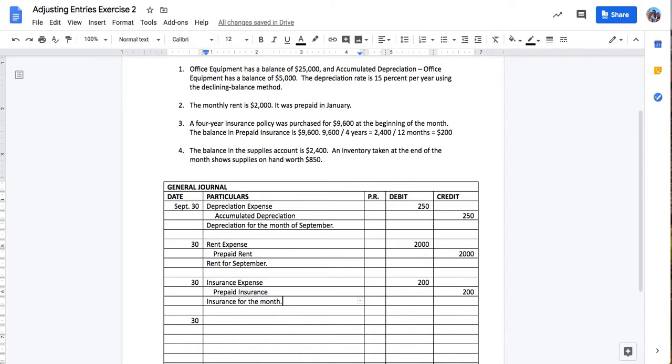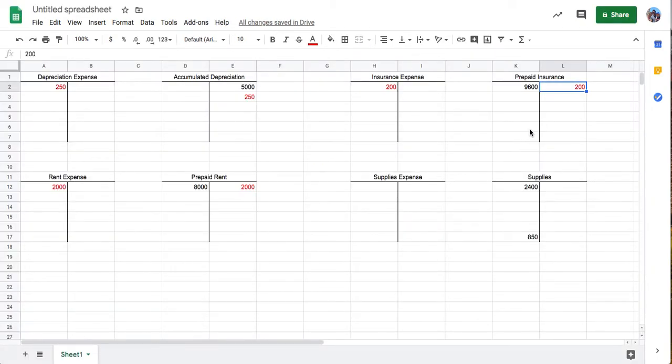Okay, so now we know that we had 48 months of insurance, or 4 years times 12 months. Now we have 47 months of insurance left, and the value of that insurance is $9,400. So if we were to do our balance here, we now have a balance of $9,400, and we will reflect that next month. Our prepaid insurance will show up at $9,400. Our prepaid rent now has $6,000 of a balance, not 600, 6,000, and so on. So the red numbers are what we are using for our adjustments, and let's do our final adjustment.